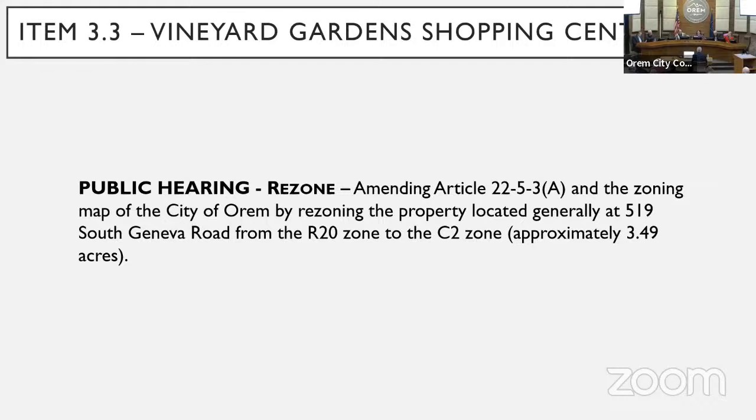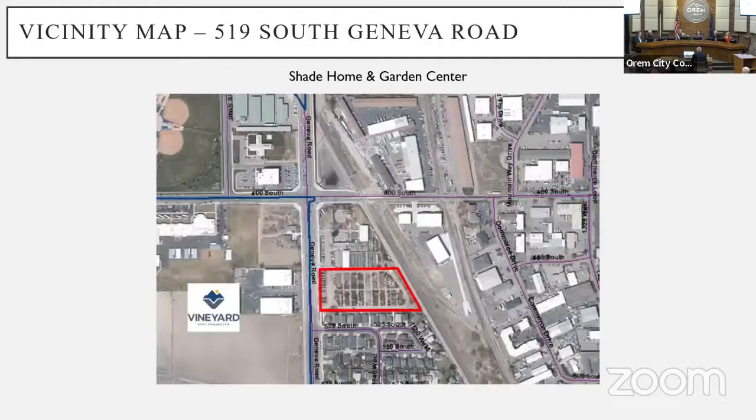Okay, item 3.3, this is a public hearing regarding amending Article 22-5-3A and the zoning map of the city of Orem by rezoning the property located generally at 519 South Geneva Road from the R20 zone to the C2 zone, and that's approximately 3.49 acres. This is legislative, and there will be a public hearing following the presentation from city staff, and we will be making a recommendation to city council.